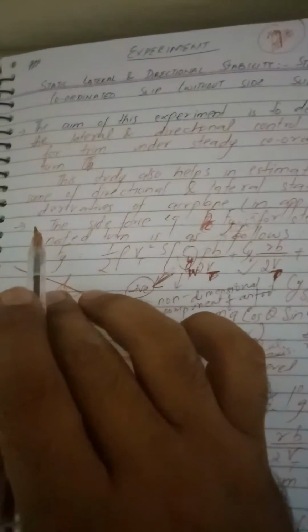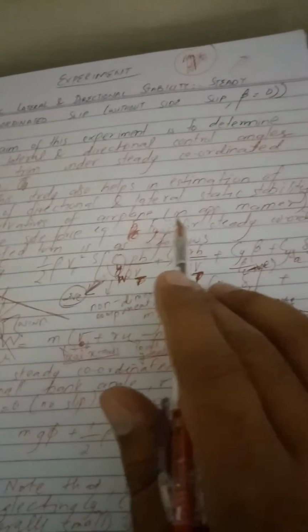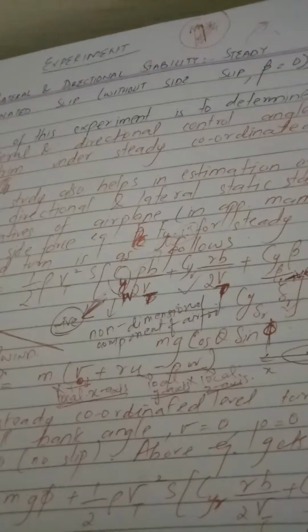But this study also helps in estimating some of the directional and lateral static stability derivatives of the aeroplane in an approximate manner. From the engineering point of view, we are here to find the approximation, and the best possible way of getting the approximation is through derivatives. If we get an equation and have those derivatives, we can check the approximate values and what the major contributors are to the force, which is the side force. We're going to explain it further.